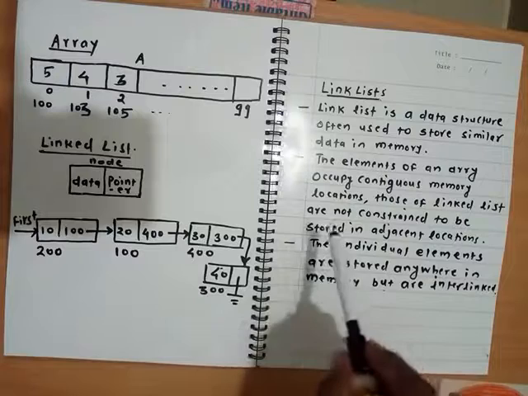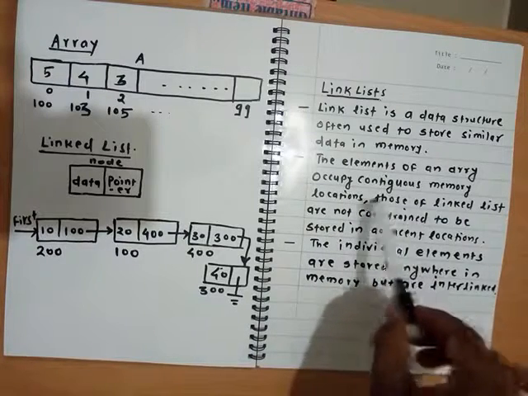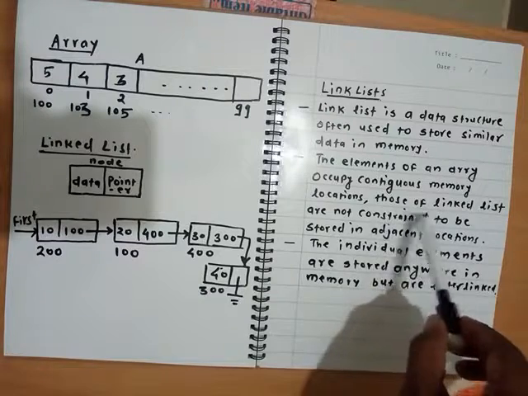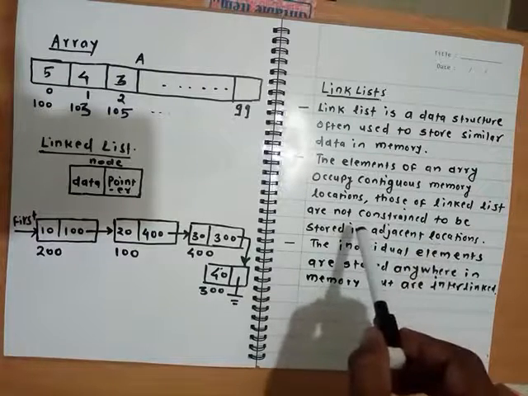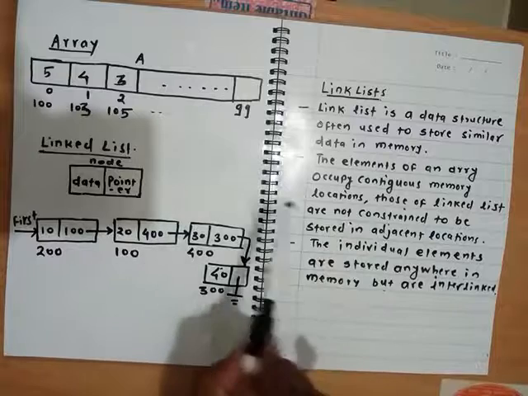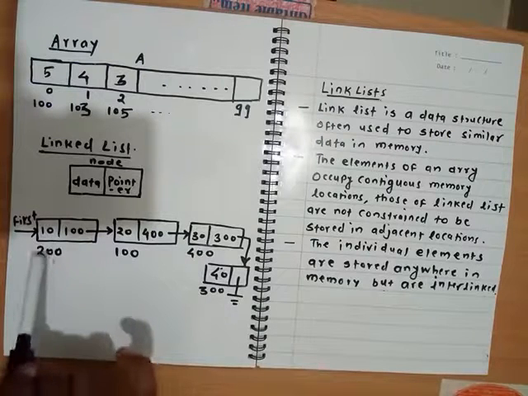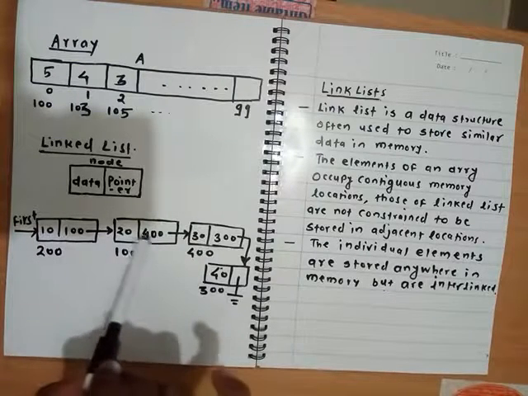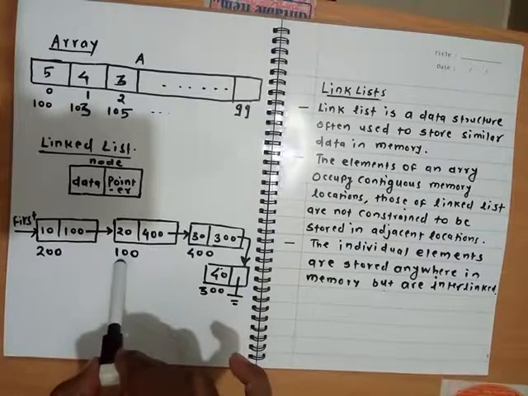Now, as far as arrays are concerned, the elements of an array occupy contiguous memory locations, and those of linked lists are not constrained to be stored in adjacent locations. As we have just seen, linked list nodes are not constrained to be adjacent. If the first node is at location 200, the second node may be at any other location. For example, in this case it is at memory location 100.